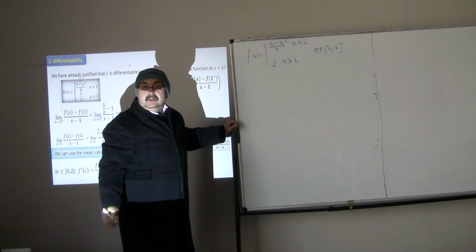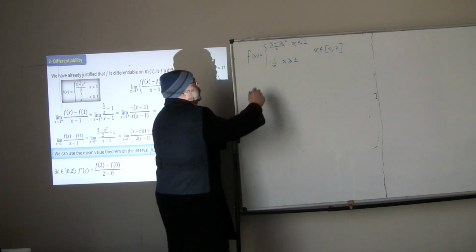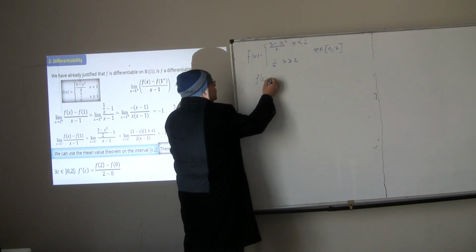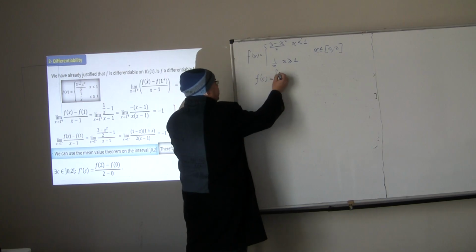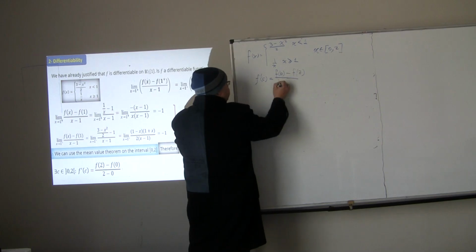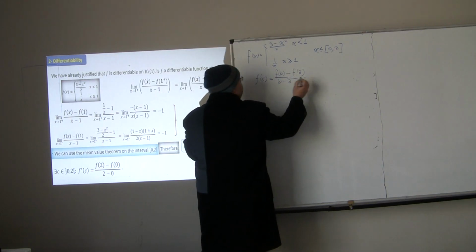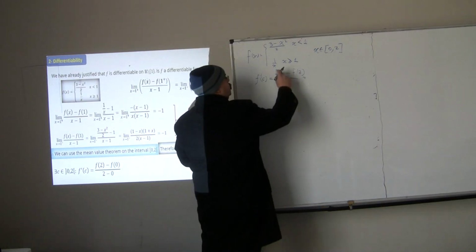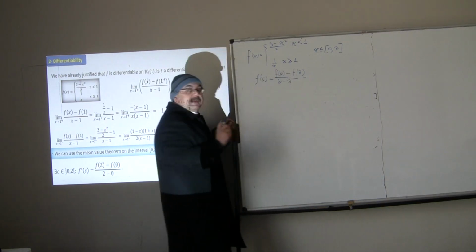Okay, let's start. The condition states that f dash at c equals f of b minus f of a divided by b minus a. So all I have to do is start substituting. So I will go for f of b.